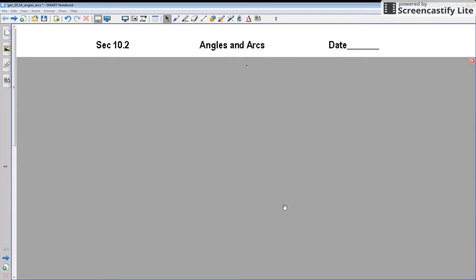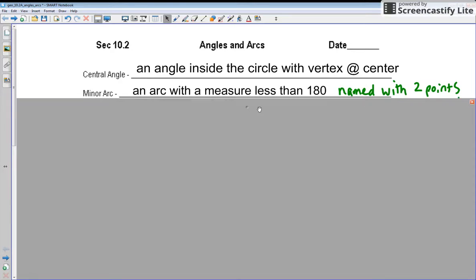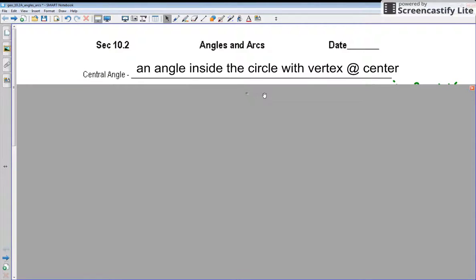10.2 angles and arcs. So we got done talking about circles and the different parts of a circle the other day. Today we start looking at other things that can occur inside of circles, and two of those things are angles and arcs. So we've got some terminology here that we're going to deal with first.